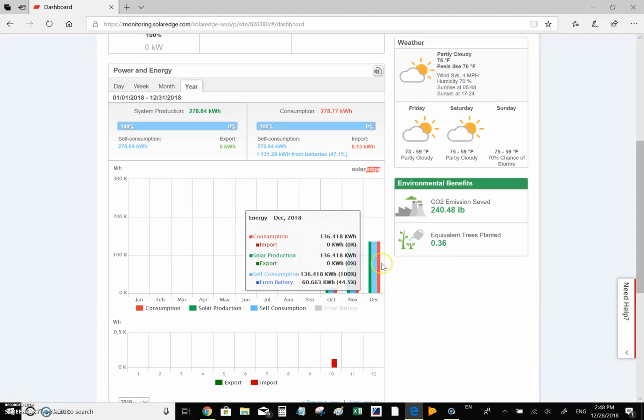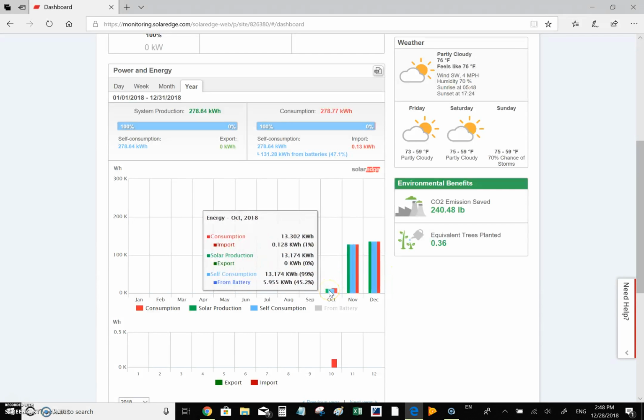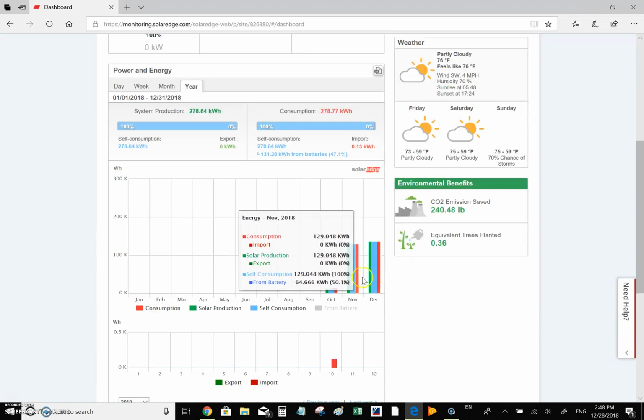In this chart, you'll see for the year, we started this system back in October. And since December, we can look at these graphs and see the consumption and the battery production. Since we're not feeding into the grid, the consumption and the solar production will be the same, but the battery will actually have a different reading in there for what it dispersed throughout the night or during the day when it's cloudy. So we can see here in November, the consumption was 129 kilowatt hours. And the battery actually produced 50% of that consumption. It was 64.6 kilowatt hours from the battery itself.